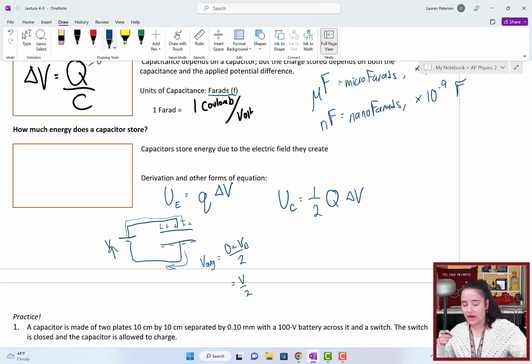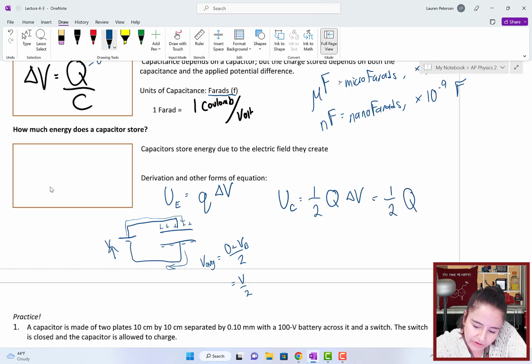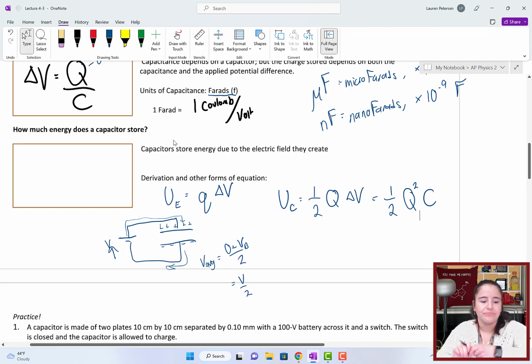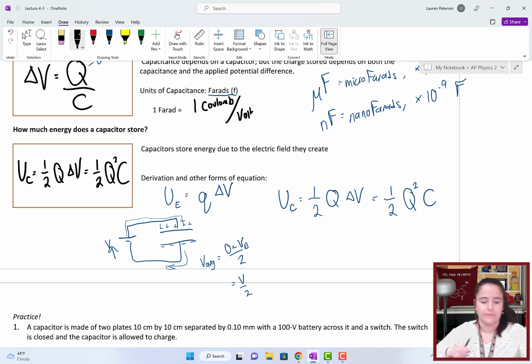It's also in one other form on your equation sheet, where instead of the delta V, they're subbing in the Q over C, which gives you 1/2 Q squared over the capacitance. Okay, so that is for the energy stored on a capacitor. 1/2 Q delta V, or 1/2 Q squared over C.